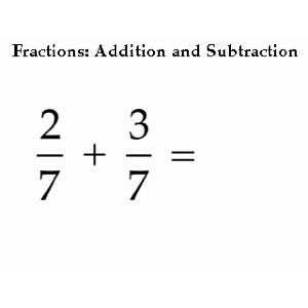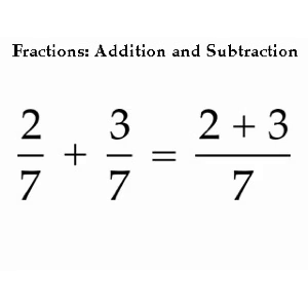When we add fractions, we have to remember that we need to have common denominators. And in this case, we do have common denominators of 7. So once we have common denominators, we add the numerators, the tops together. So we're going to have 2 plus 3. And 2 plus 3 equals 5.